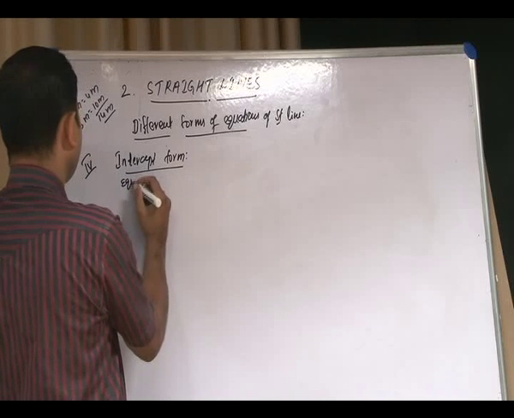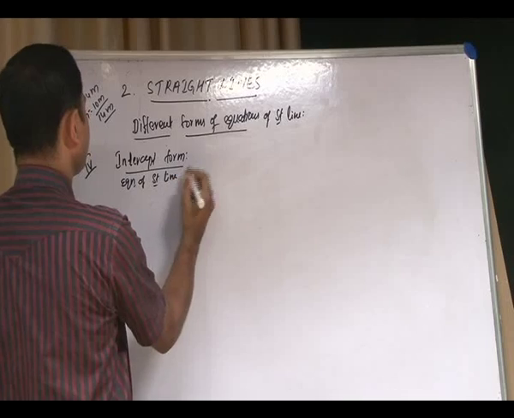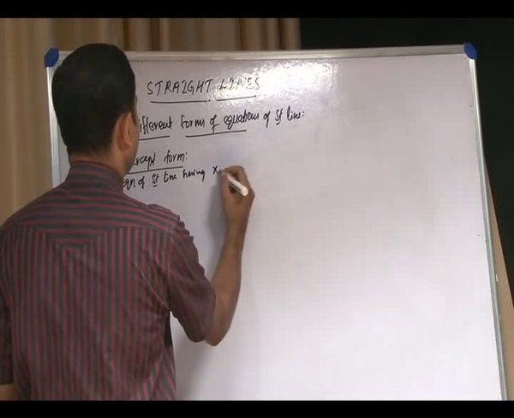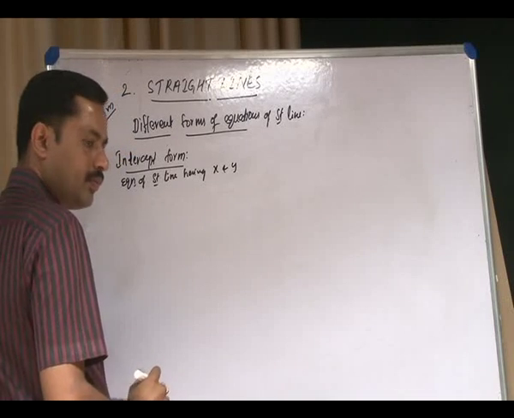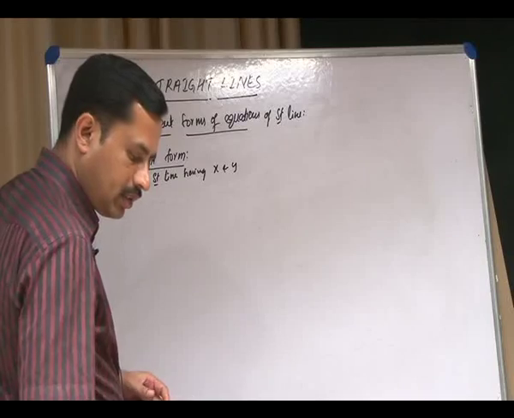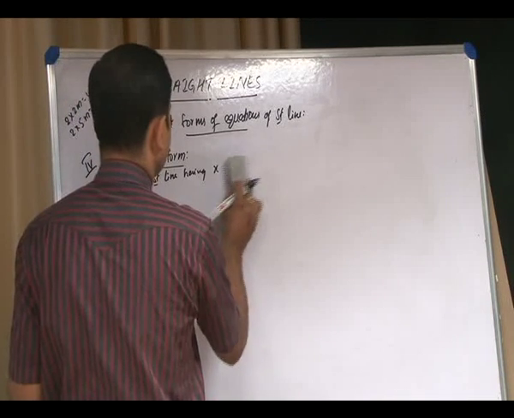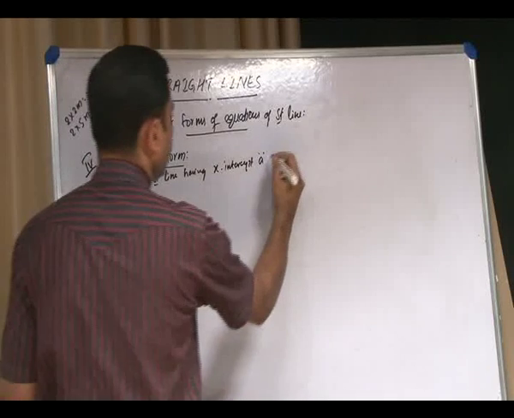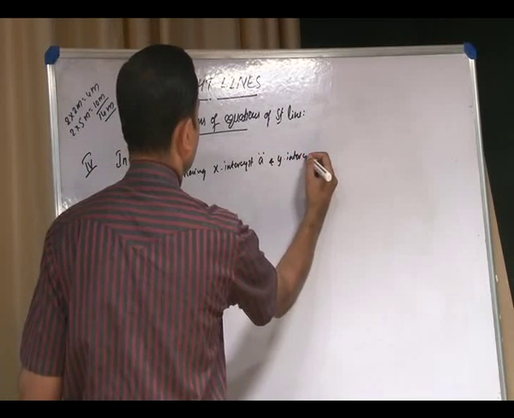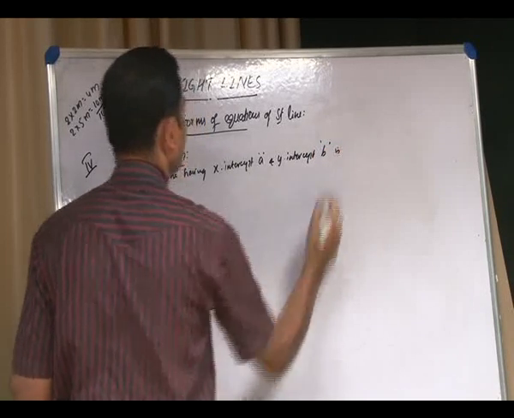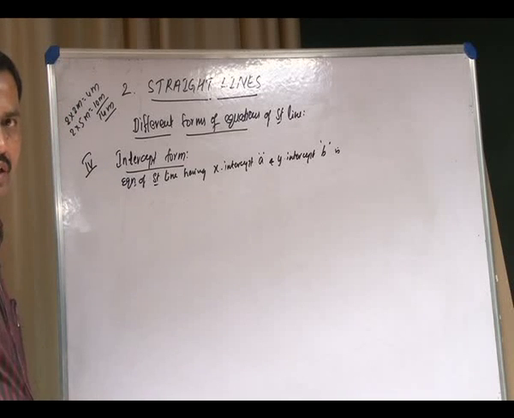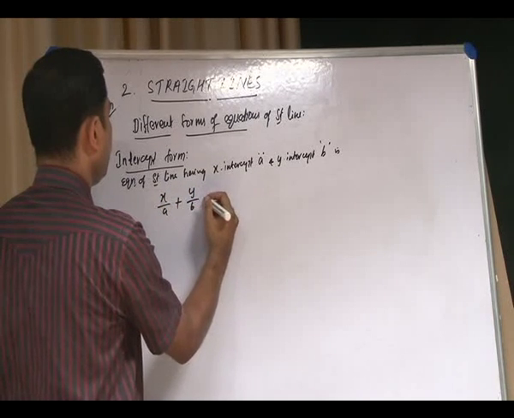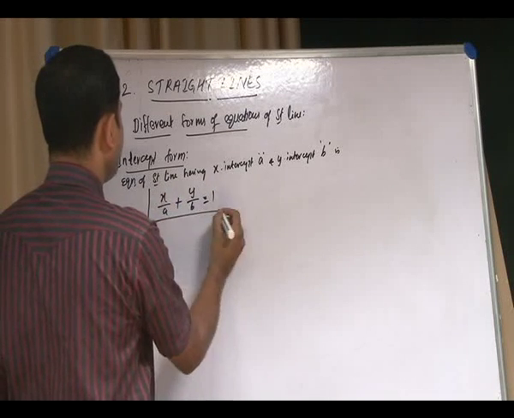That is the equation of a straight line having x and y intercepts. The equation of a straight line having x intercept small a and y intercept small b is given by x divided by a plus y divided by b is equal to 1. x by a plus y by b is equal to 1.